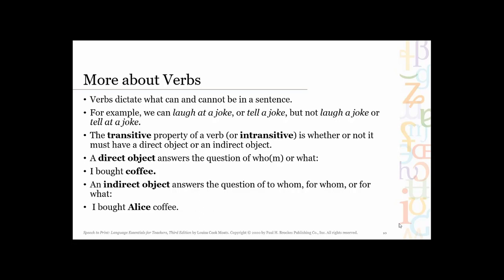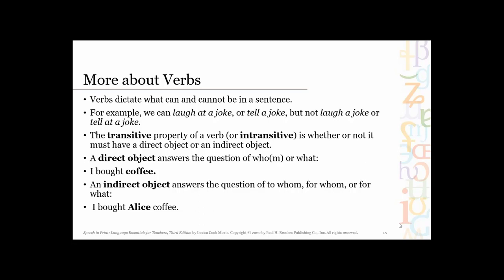In the sentence, I bought coffee, what was bought? Yes, coffee. So coffee is the direct object. An indirect object answers the question of to whom, or for what. I bought Alice coffee. So I, the subject, bought, which is the verb, coffee, that's what was bought, so it's the direct object. For whom is Alice? So Alice is the indirect object.